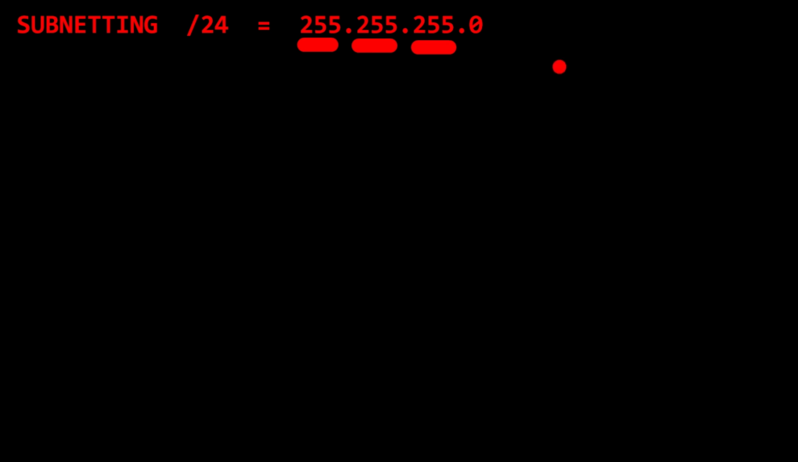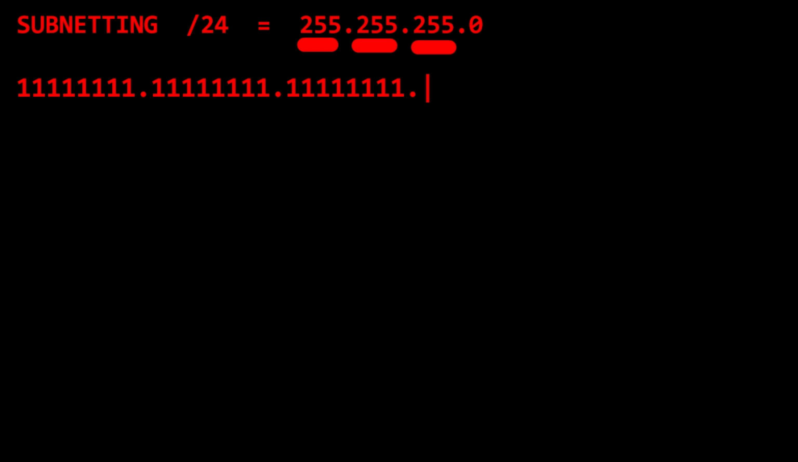We do this with a method where we count the zeros in the subnet mask. The very first step is to draw out the ones and the zeros in the subnet mask. The number 255 is 8 ones: 1, 2, 3, 4, 5, 6, 7, 8. Dot, 8 ones. Dot, 8 ones. Dot, and then 8 zeros. The thing is, these ones equal 255.